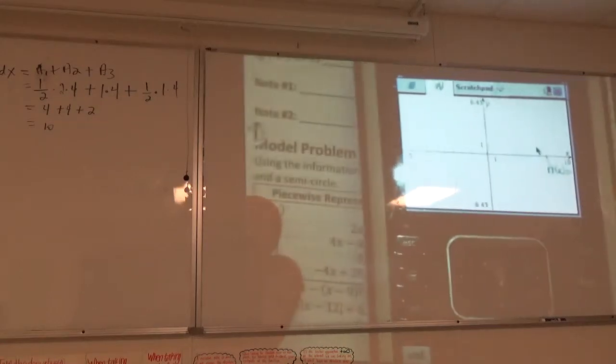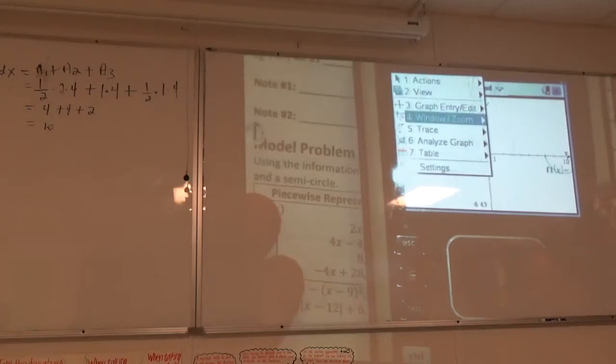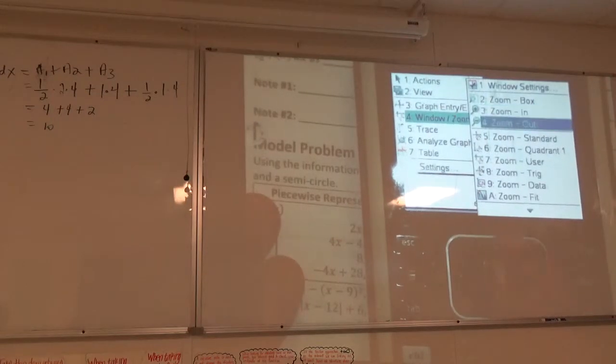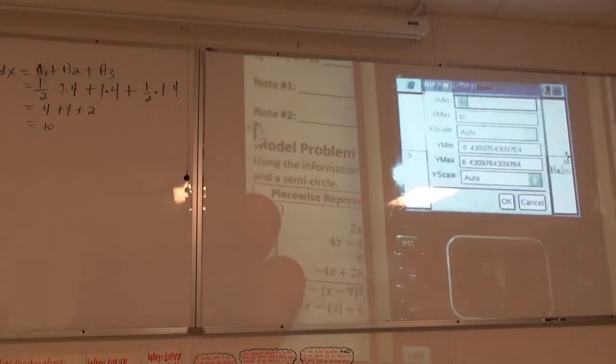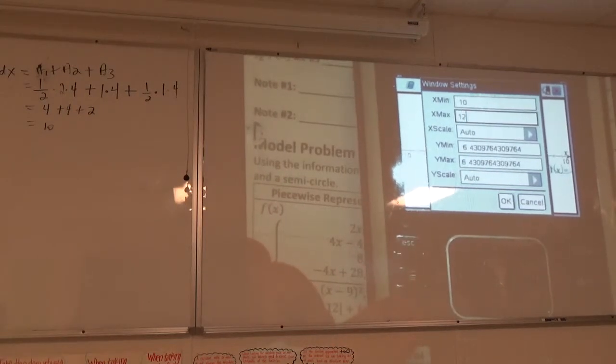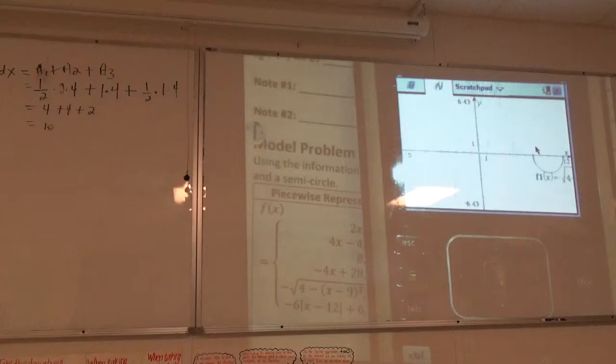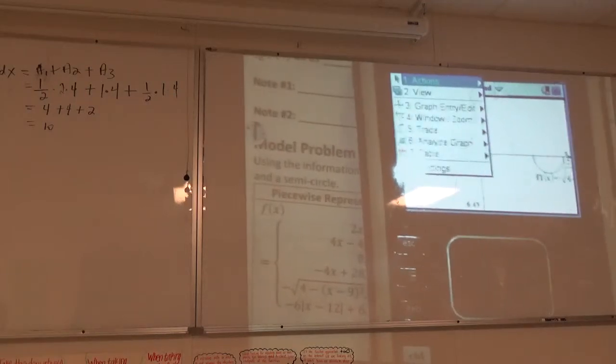A little bit of a bummer, my circle has gone off the screen, but I can fix that. I can change my window. Menu, window, zoom settings, and maybe I go up to 12. Right, you slide. Okay. So here, what you do is you're going to hit menu. Where are we going to find it?